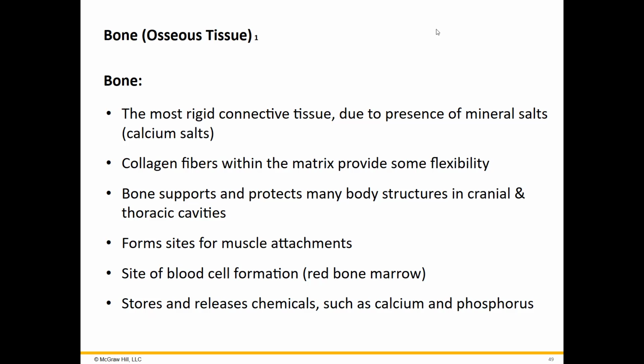So we start as cartilage, we deposit mineral salts made of calcium and phosphorus called hydroxyapatite, and it turns the collagen, the cartilage, into a more rigid structure that we now call bone. Bone supports and protects the body, the structures, the cranial and thoracic cavities. Muscles attach to bone. Inside the bone is an empty tube where the marrow is. We have the red marrow, and not listed here, we have the white marrow. That makes our blood cells, red and white respectively. It also stores and releases chemicals such as, again, calcium and phosphorus.